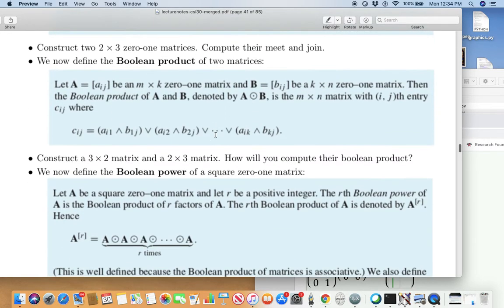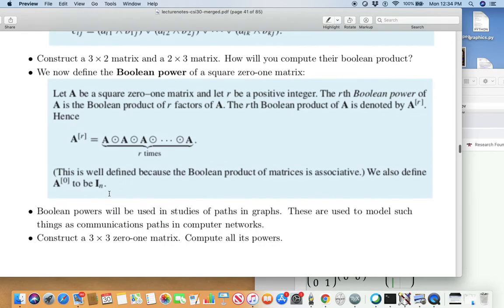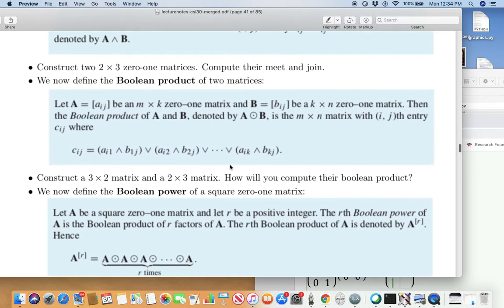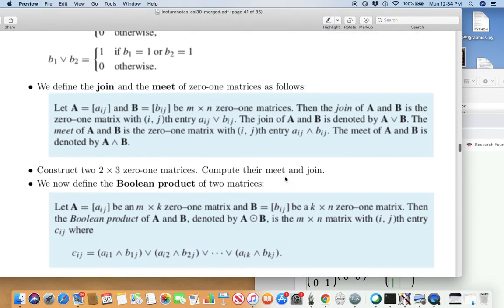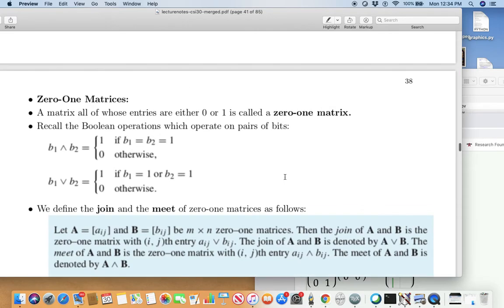Okay. So continuing further. Likewise, you have the Boolean power. Boolean power, zeroth power is identity, first power is the matrix itself, second power is take the Boolean product of itself, and so on and so forth.